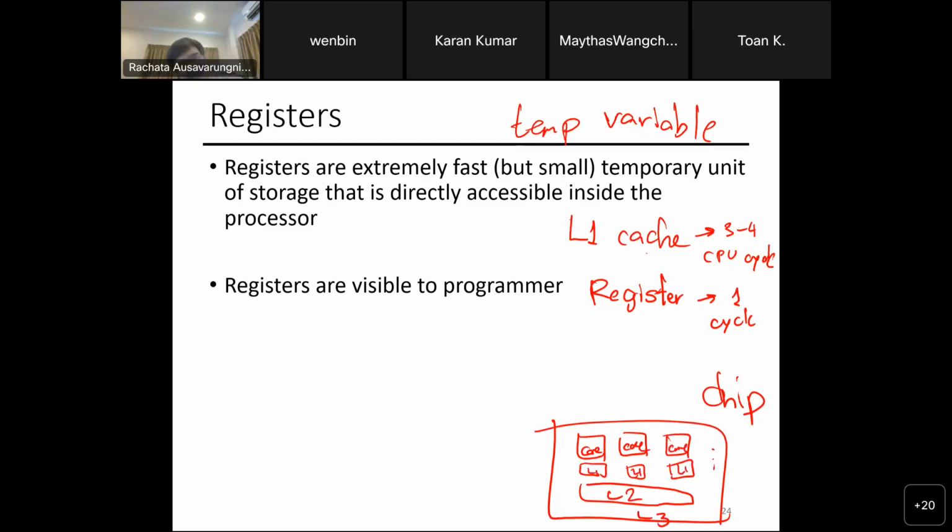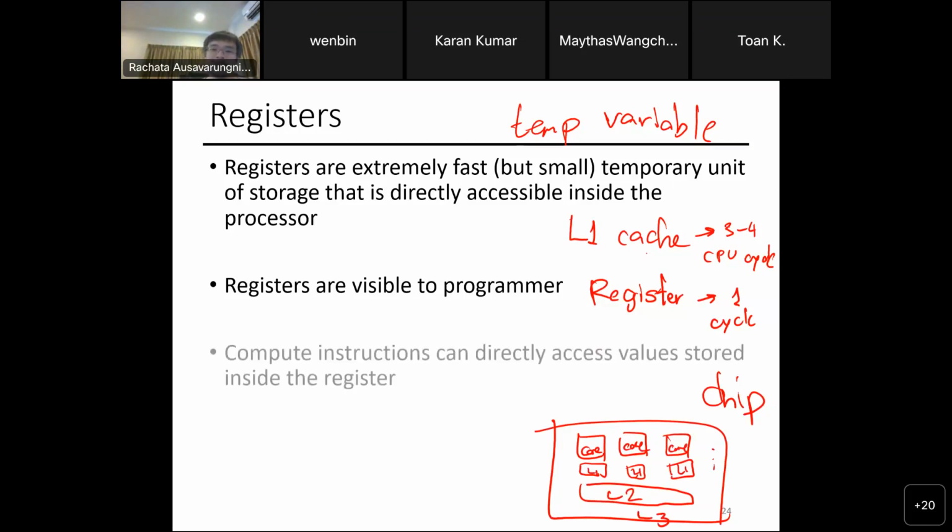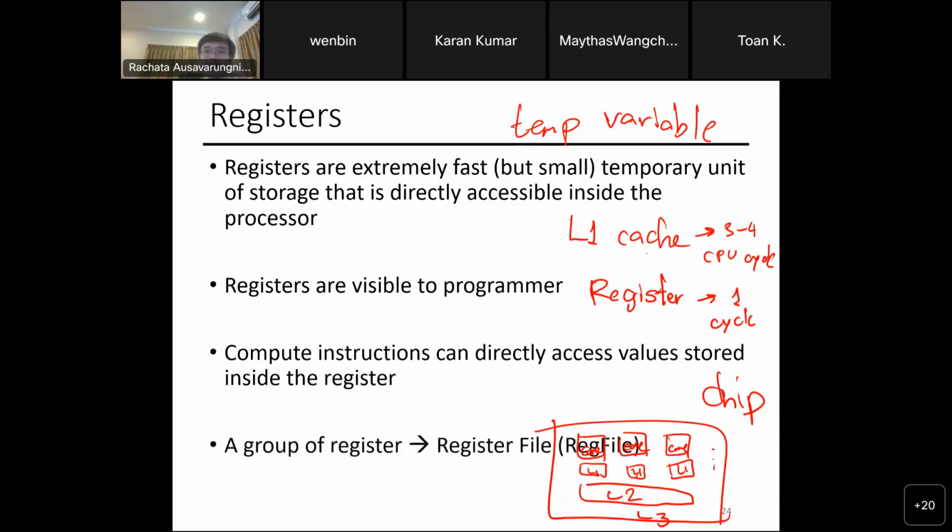So yeah, think of these as a temp variable. It doesn't really store that many values, but you need it so that you can add two things together quickly, to multiply two things together quickly. The compute instruction would directly access the value that's stored in there, right? And the group of registers available to the CPU, we call this the register file. Every time you see the word register file, it means these are all the registers that I have on my CPU.